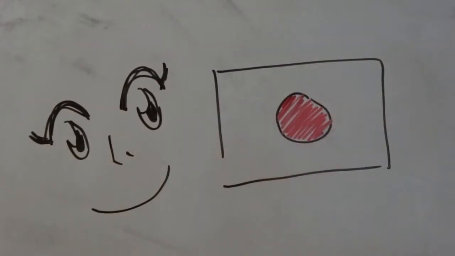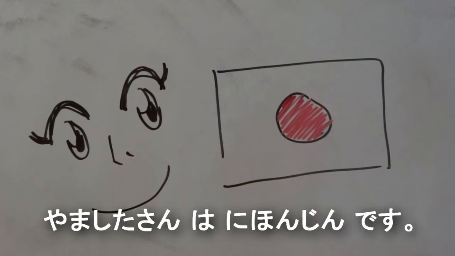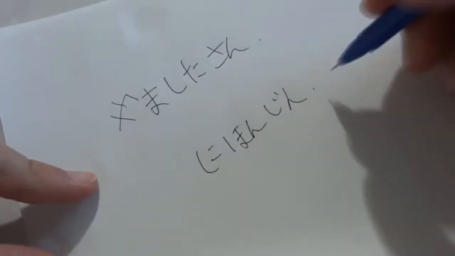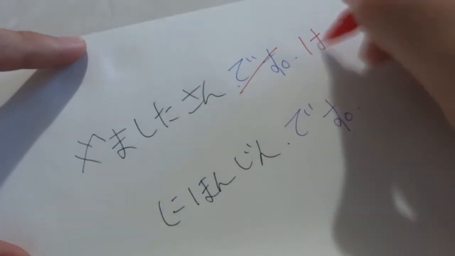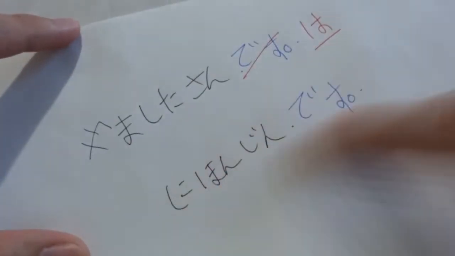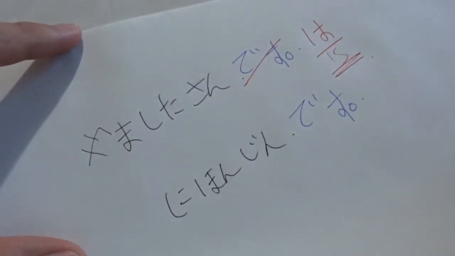Here's Yamashita, and she's Japanese. Yamashita is Japanese. Yamashita-san wa Nihon jin desu. So again we have two pieces of information, Yamashita-san and Nihon jin. But we don't know how they're connected, so it's just Yamashita-san desu and Nihon jin desu at the moment. We replace it with wa, and so now we know the context of Nihon jin, and it's Yamashita-san is Japanese.